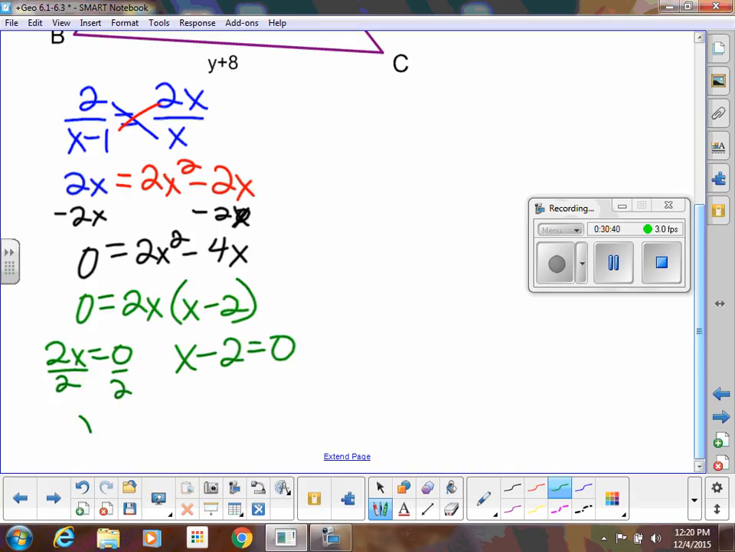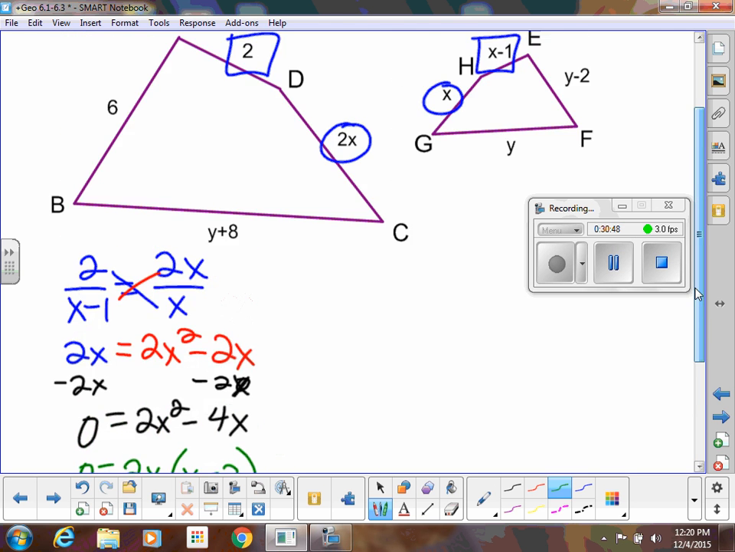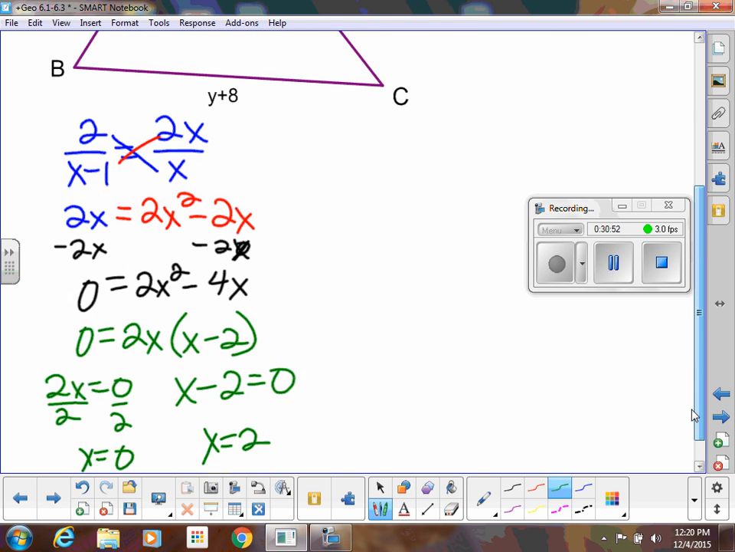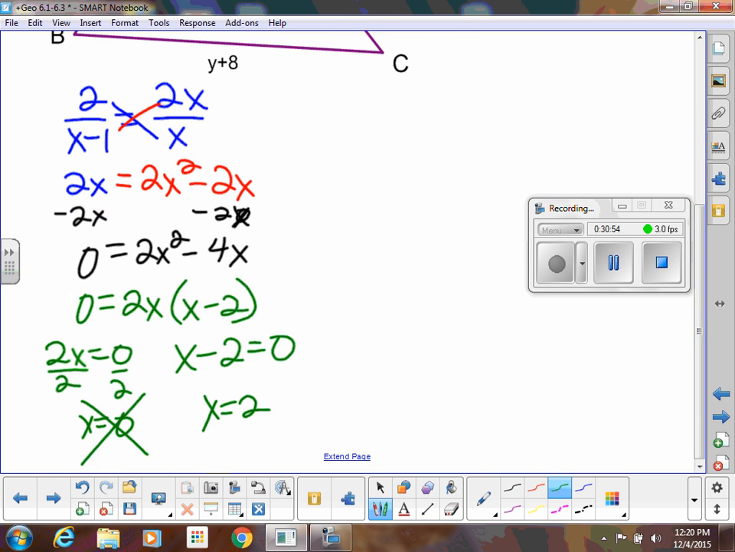And then I'm just going to solve. So I have x equals 0 and x equals 2. Now keep in mind, x is actually a side in my polygon, so I can't have a side be a length of 0. So this answer does not make sense. We need to get rid of that. So x is equal to 2. All right, and then we would do the same thing with y.